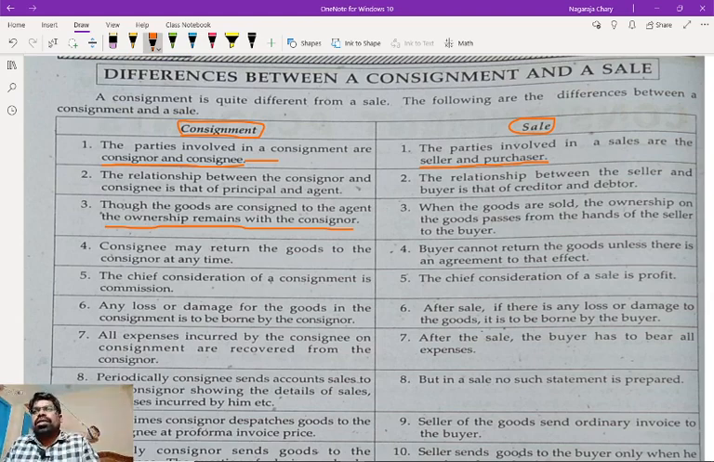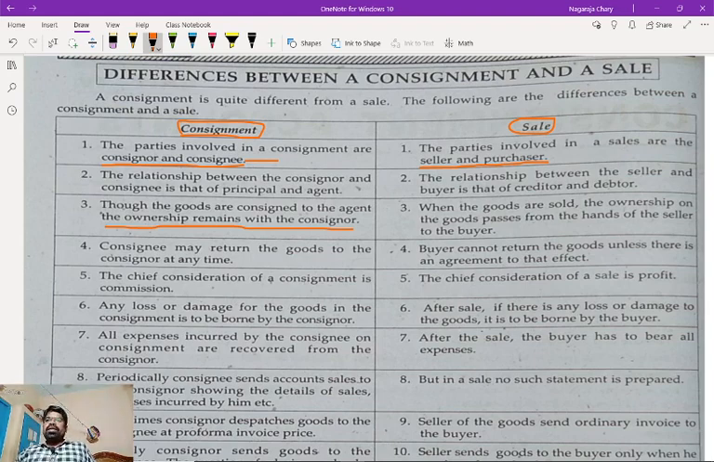Okay. Next, consignee may return the goods to the consignor at any time. Since the consignor is the owner, the goods may be returned by the consignee, or agent, at any time.